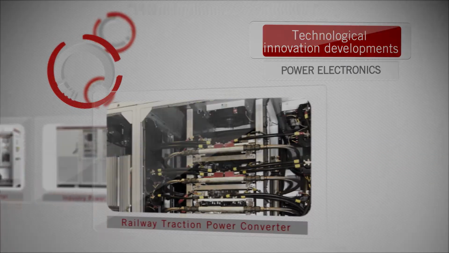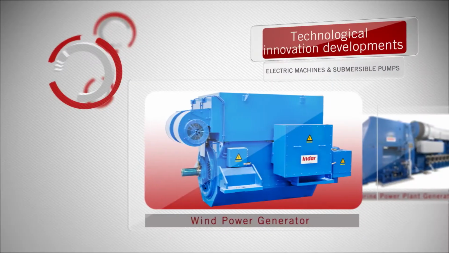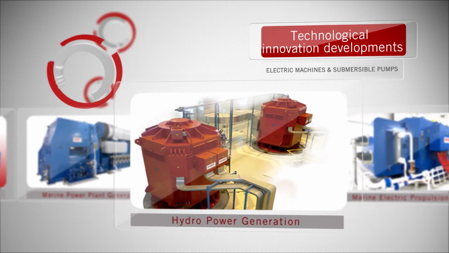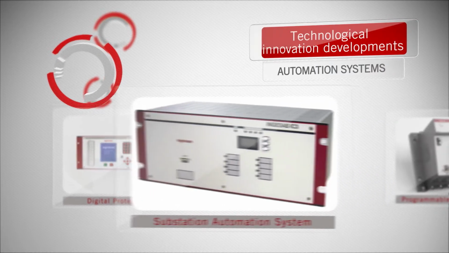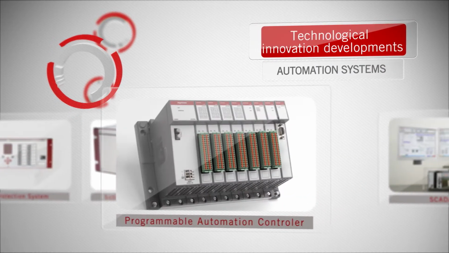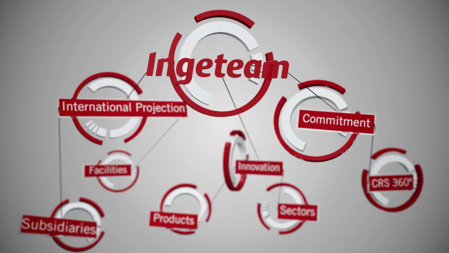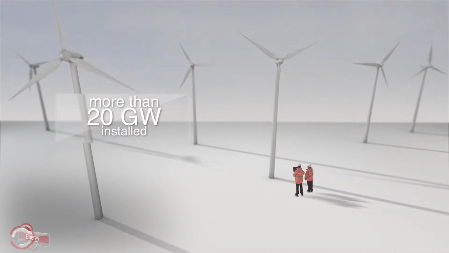In Indar, we manufacture a wide range of electric machines and submersible pumps specifically designed for energy applications, hydropower, wind power, combined cycles, and marine and industrial applications. Whilst we also provide automation systems in order to offer comprehensive process solutions in the sectors in which we operate. Ingeteam's products are principally applied in the energy, industrial, marine and rail sectors.